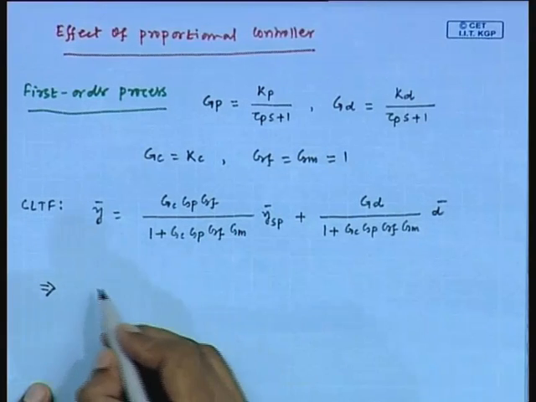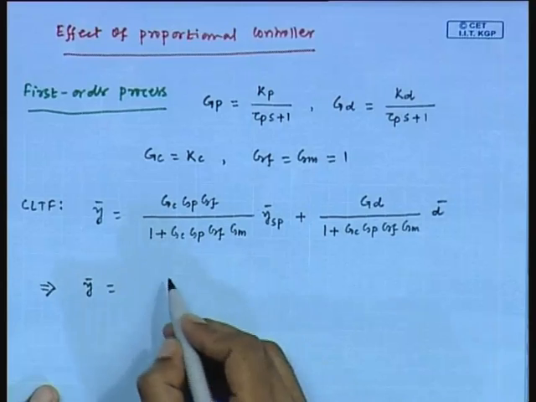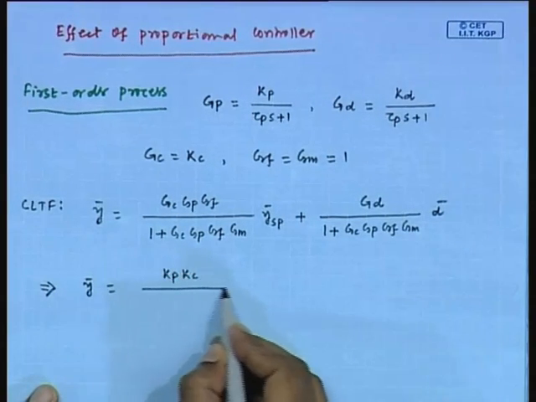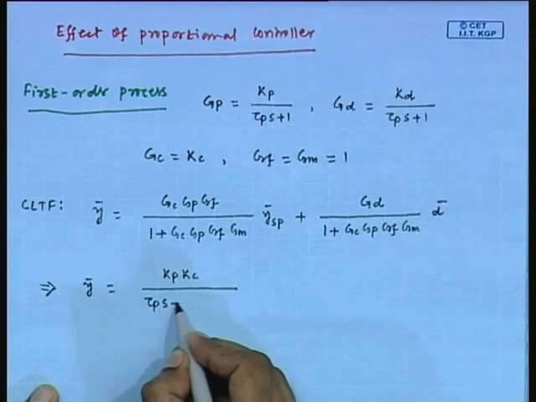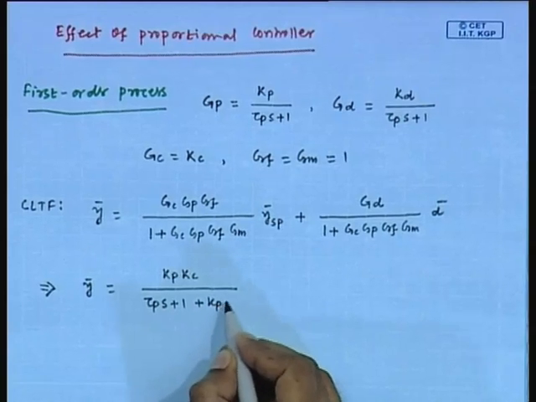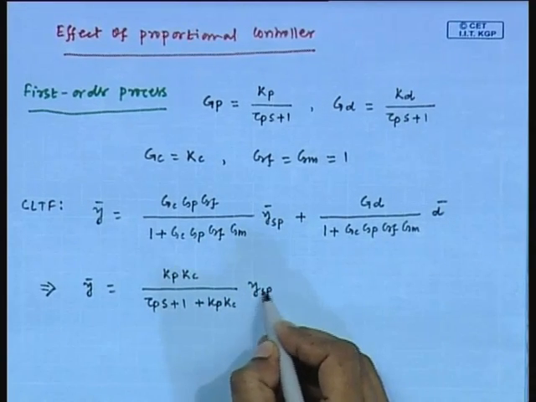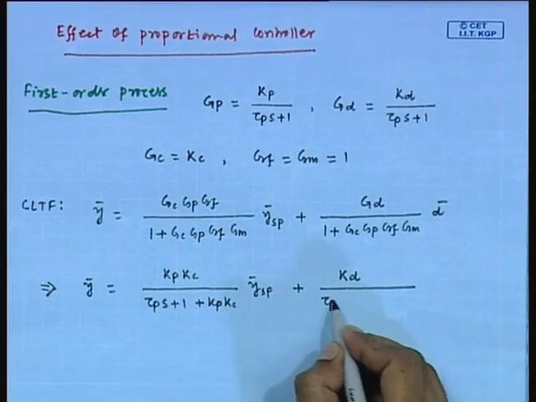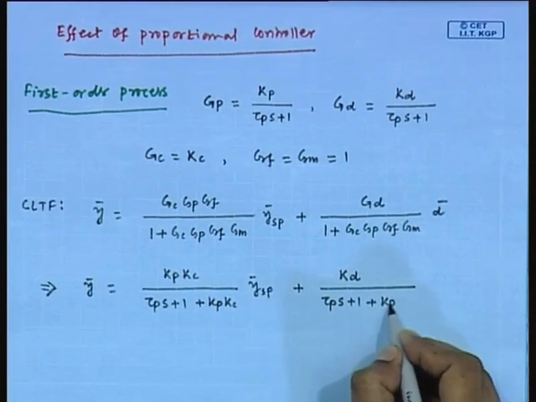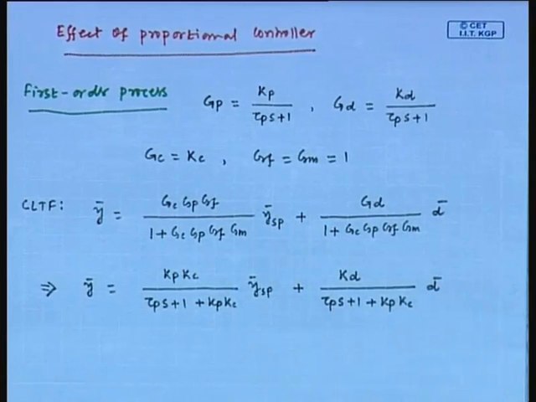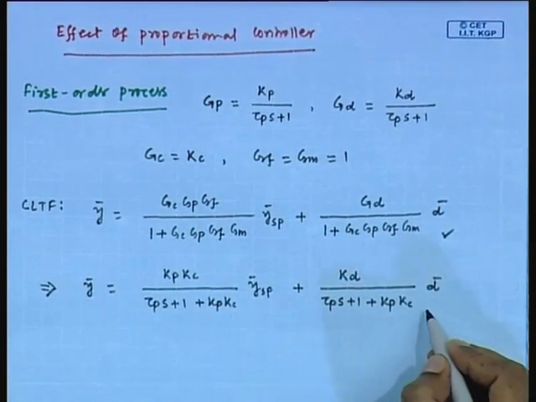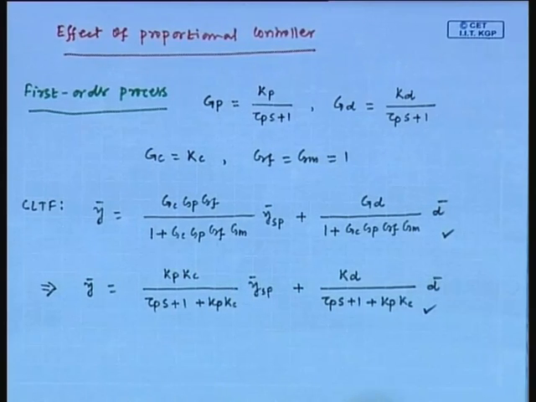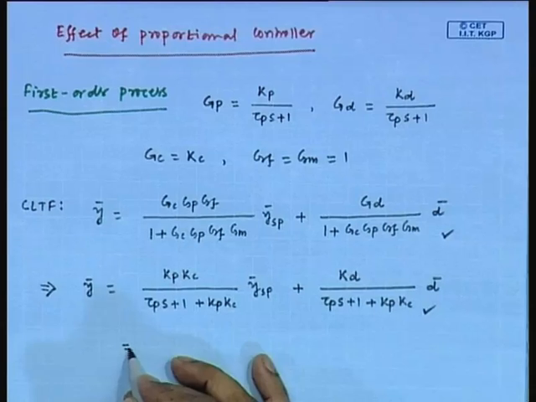If we do that, then we will get y bar equals Kp Kc divided by tau p s plus 1 plus Kp Kc y set point bar plus Kd divided by tau p s plus 1 plus Kp Kc d bar. Substituting all individual transfer functions in this generalized closed loop transfer function, we obtain the closed loop transfer function for the first order system in this form.